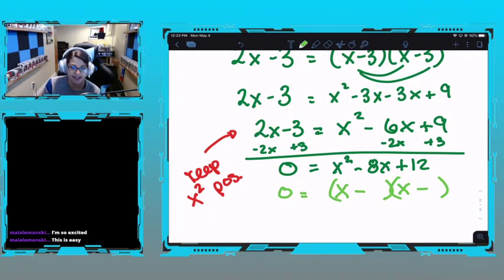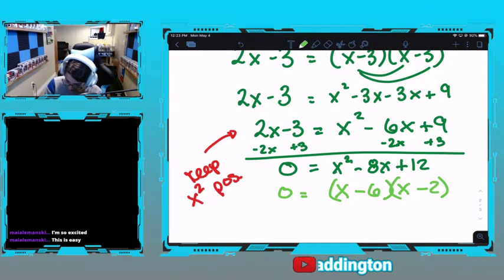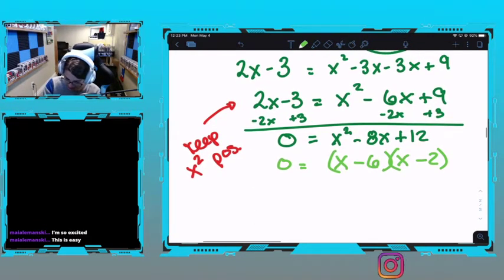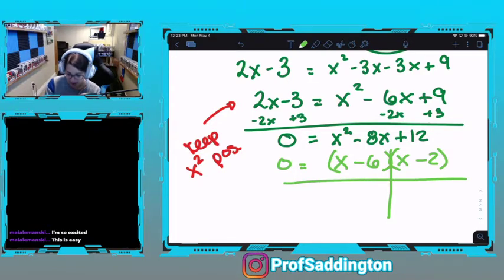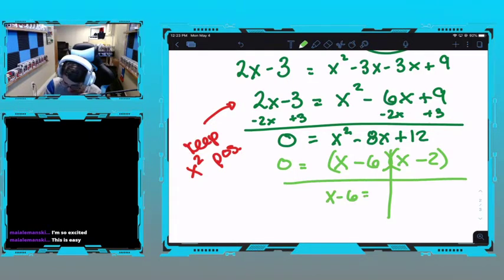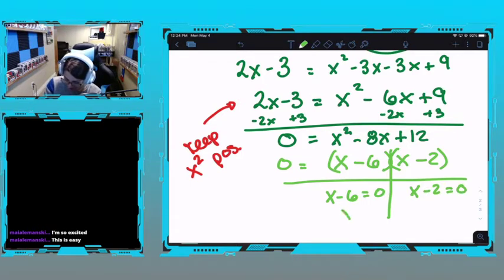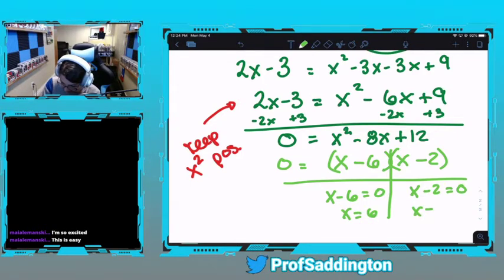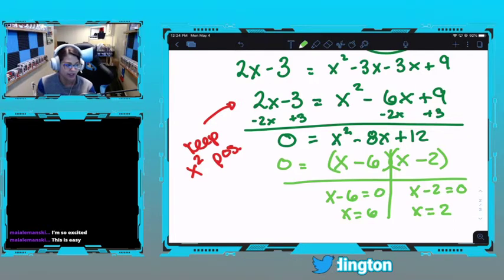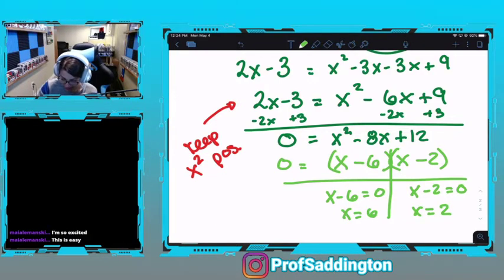And what multiplies to give us 12, but combines to give us 8, that would be a 6 and a 2. So from here, we can use our zero product property. So I can do x minus 6 equals 0 and x minus 2 equals 0. So I can either get x equals 6 or x equals 2. Now what we want to do is plug both of these back into the original to see, do we get a real answer or are we going to get something imaginary?